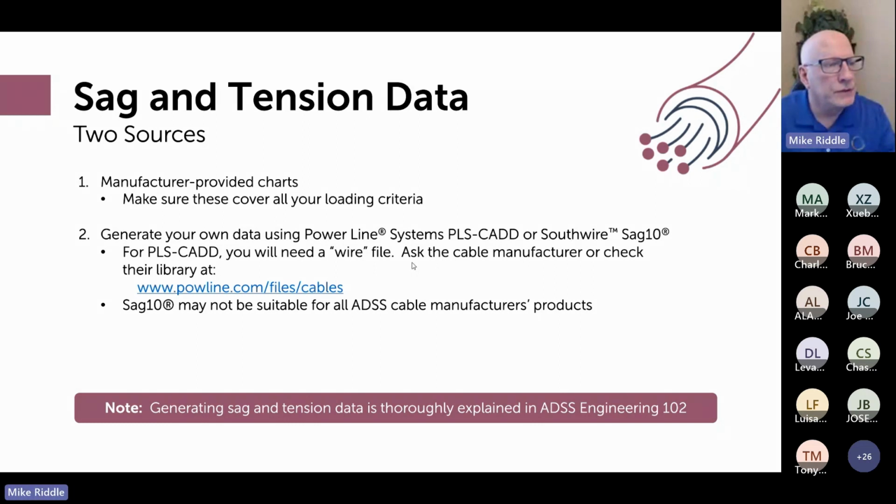The cable manufacturer should be able to get that to you. Plus, Powerline Systems does have a library of wire files from different suppliers for different cables that's posted on their website. You might find it there too. Of course, the easier thing to do is just ask the manufacturer for it.